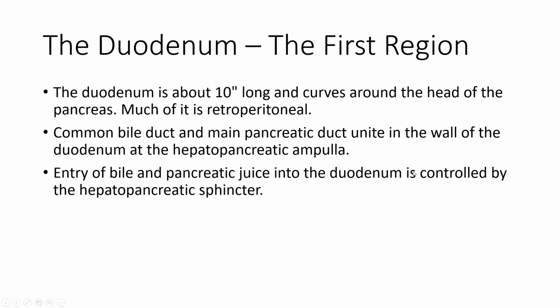So the duodenum is the first region, about 10 inches long. It is retroperitoneal, meaning it's in the back of the abdominal cavity. We have the bile duct, that green structure I showed you, and the pancreatic duct, the white structure, come together and form one duct controlled by what we refer to as a mouthful, the hepatopancreatic sphincter.